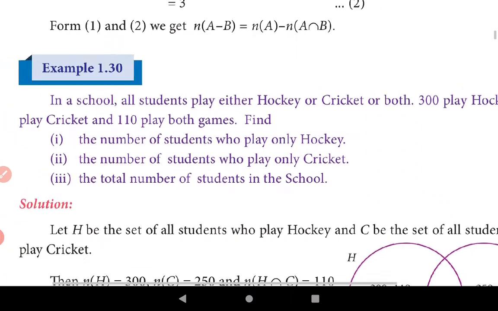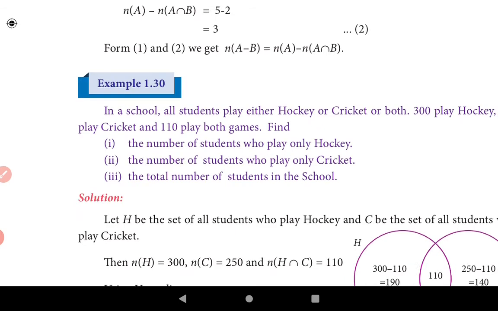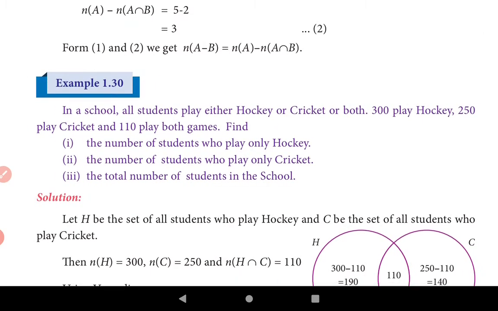Let us move to example 1.30. So what is example 1.30 all about? You're going to find using a Venn diagram. In a school, all students play either hockey or cricket or both. 300 play hockey, 250 play cricket and 110 play both games.